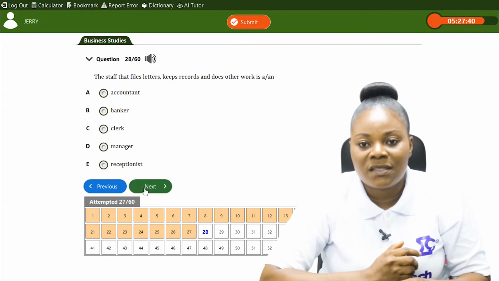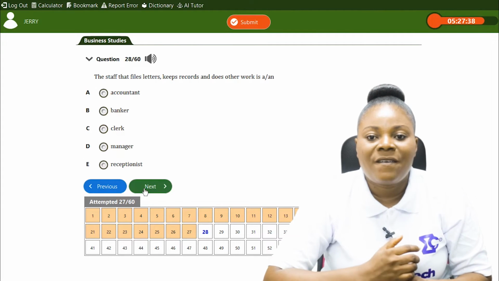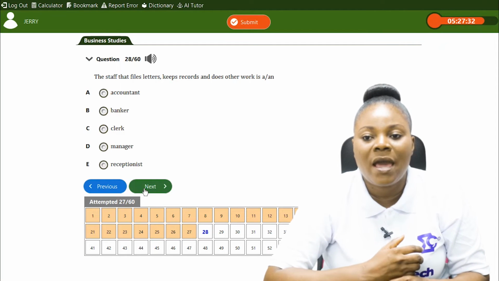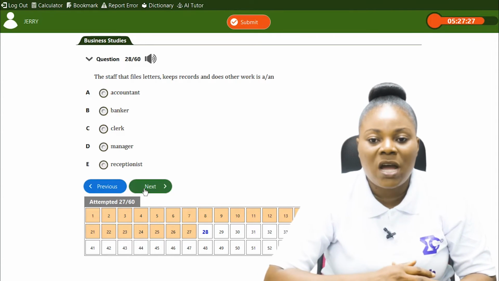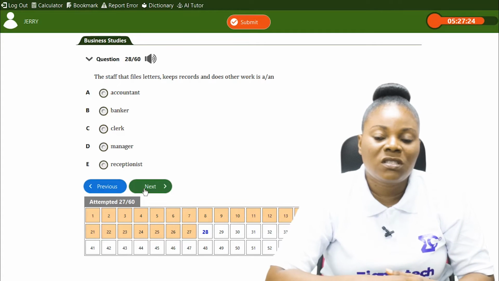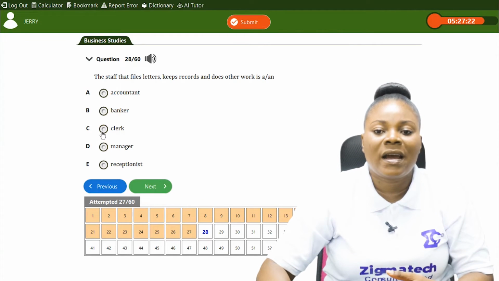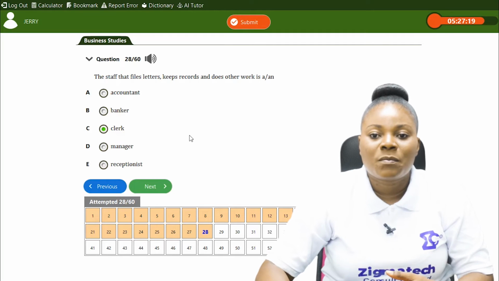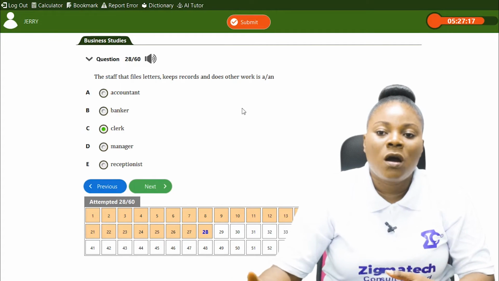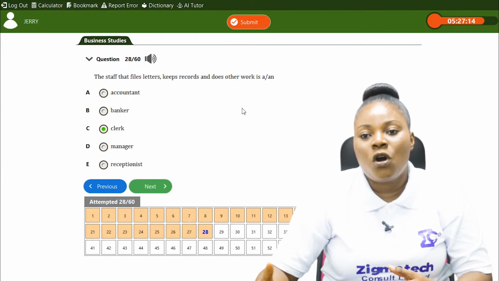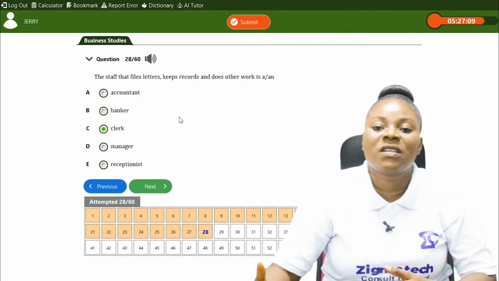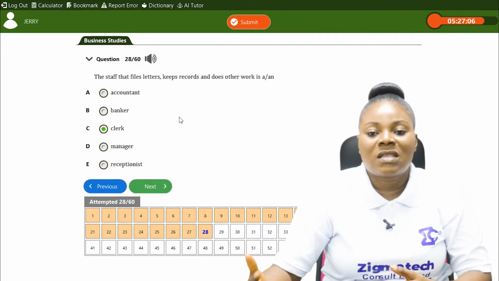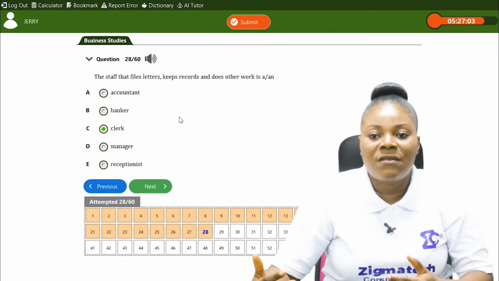Question 28. It says the staff that files letters, keeps records, and does other work is a or an. Is it an accountant or a banker or a clerk or a manager or a receptionist? It is the duty of option C, a clerk, to file letters, keep records, and do other routine jobs or routine work in every organization. A clerk is also referred to as a clerical staff. They carry out routine jobs in every organization.